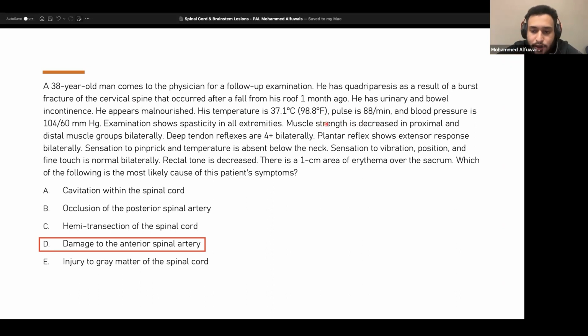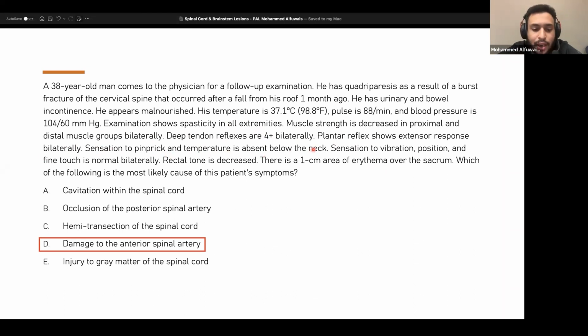And then you'll have muscle strength decreased. Again, same thing, the deep tendon reflexes are 4+, hyperreflexia, consistent with upper motor neuron lesion. Babinski sign positive, which is this thing right here. Plantar reflex shows extensor response bilaterally, Babinski sign. Sensation of pinprick and temperature is absent below the neck. Again, spinothalamic tracts.